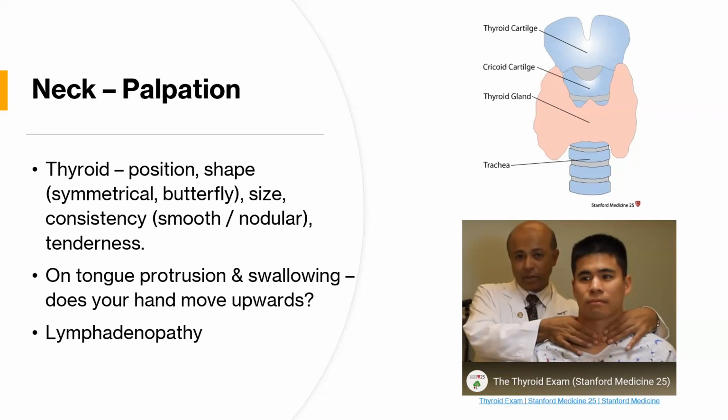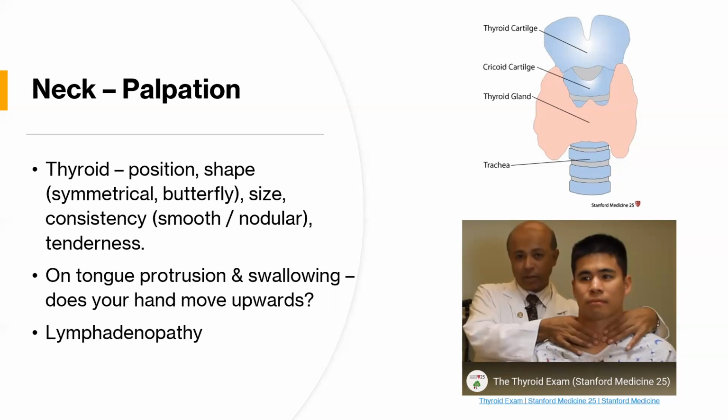You need to do the same whilst placing your hand on the thyroid gland, and ask the patient to stick their tongue out. See if your hand moves upwards as they do that, as one of the lobes could move upwards if there's an enlargement or any problems. And repeat the same when they're swallowing water.